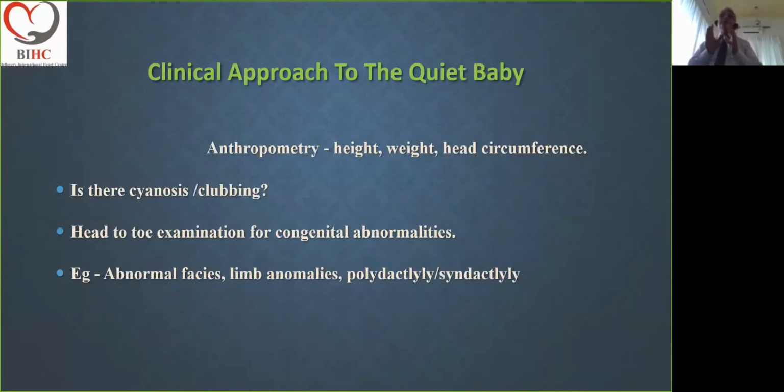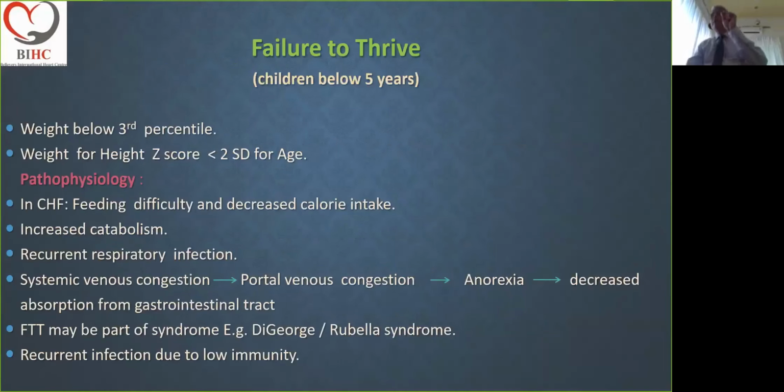Now, these are all emergencies that you should be prepared for while beginning to start examination of a cardiac child. But quite often, fortunately, you have a quiet baby. In that baby, you start with your anthropometry. You need the height, weight, and head circumference. You need to answer questions like, is there mild cyanosis or clubbing? And you are going to do your head-to-toe examination and look for abnormal facies, limb anomalies, and all. It's your basic pediatric examination.